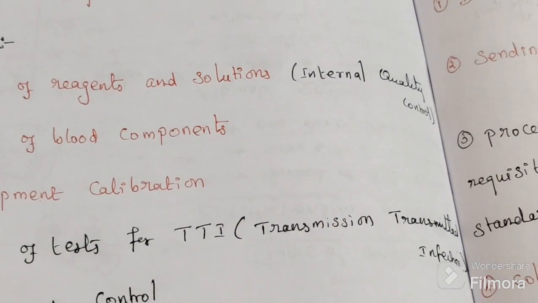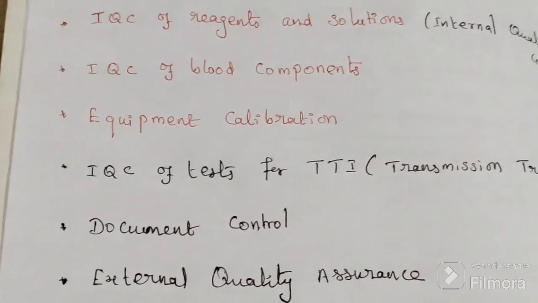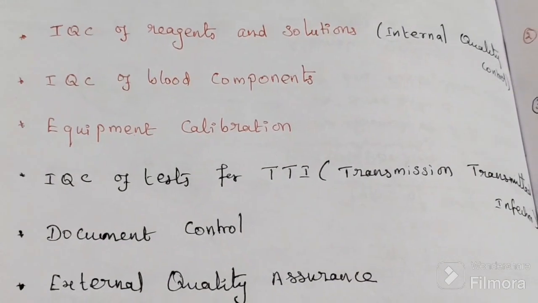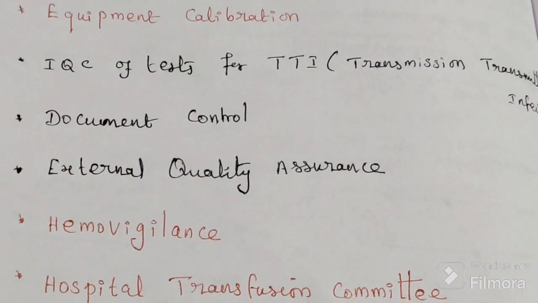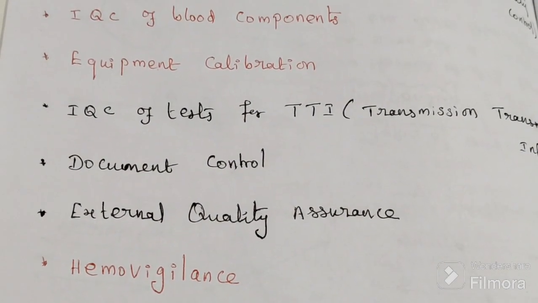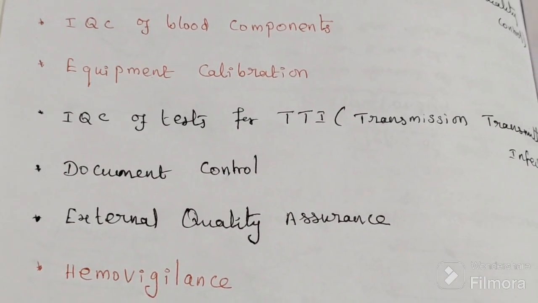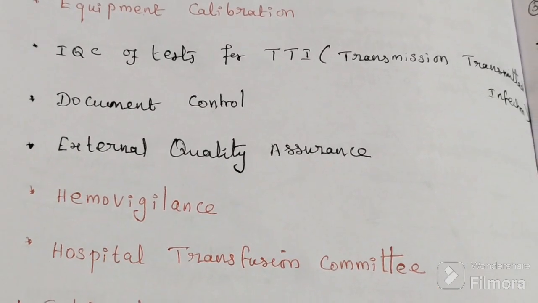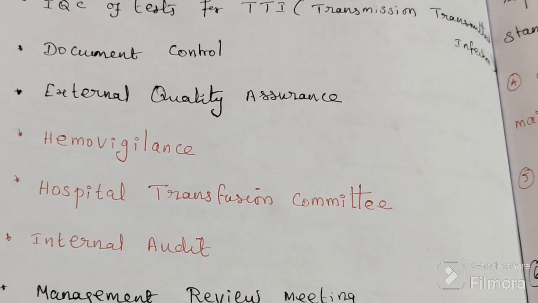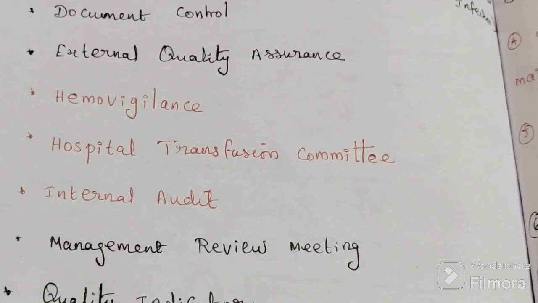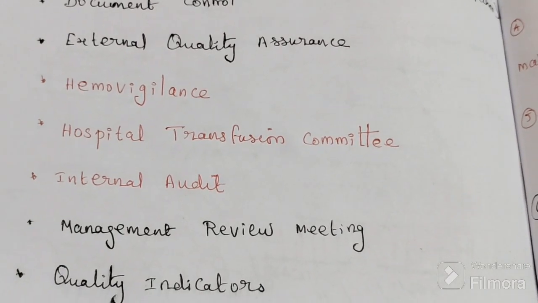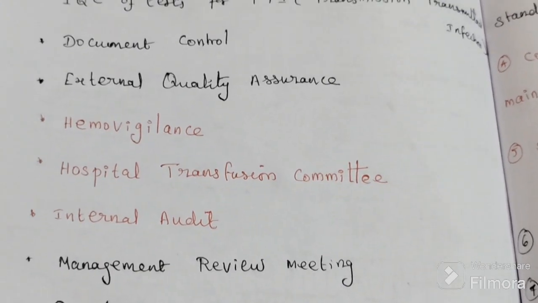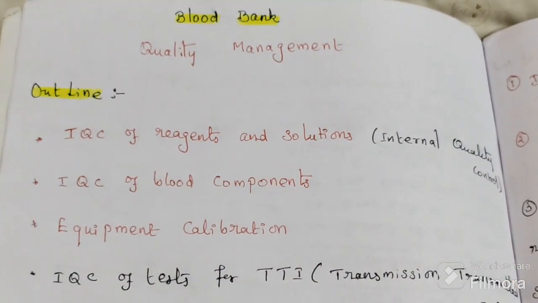transfusion transmitted infections, then document control, external quality assurance, then hemovigilance, hospital transfusion committee, internal audit, management review meeting, quality indicators. So all the topics we want to discuss one by one.